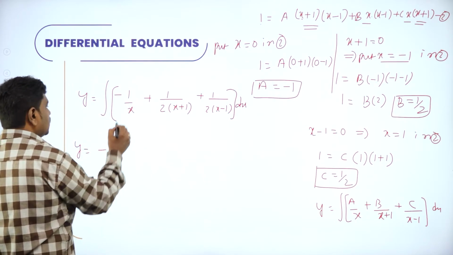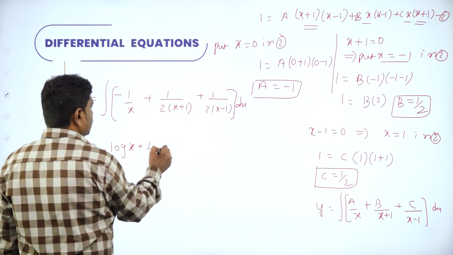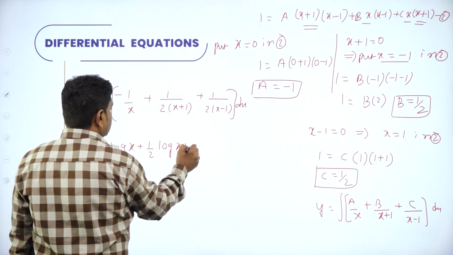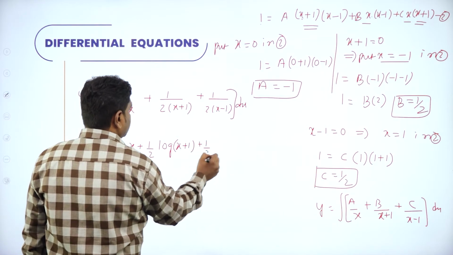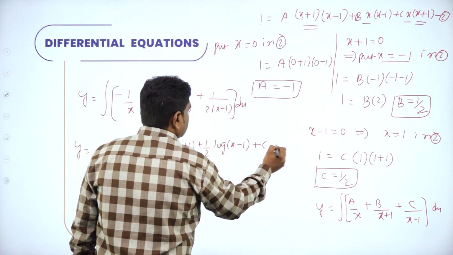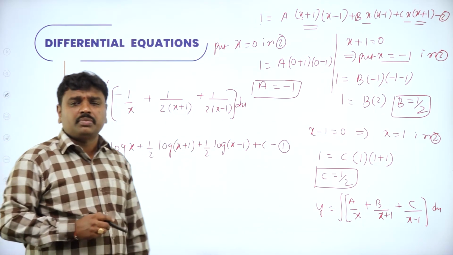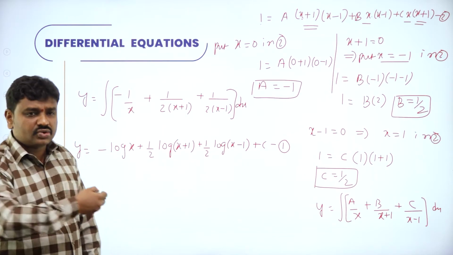Now all are integrable. Integration of minus, take it out. Integration of 1 by x is log x. 1 by 2 is constant, take it out. This will become log of x plus 1. And 1 by 2 is constant, take it out. This will become log of x minus 1 plus c. This is the general solution. And now they want the particular solution. How to find the particular solution? They'll give x and y value, substitute them.